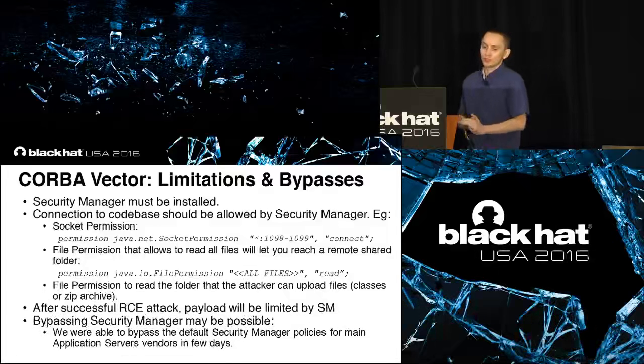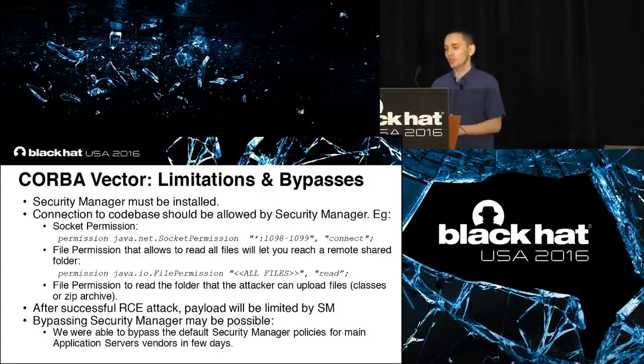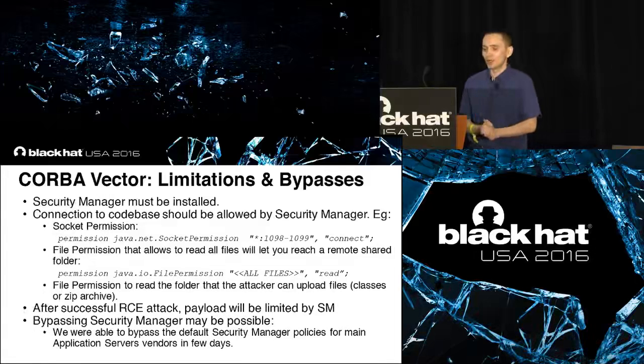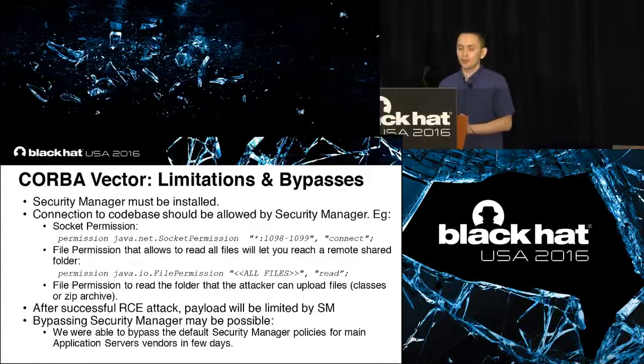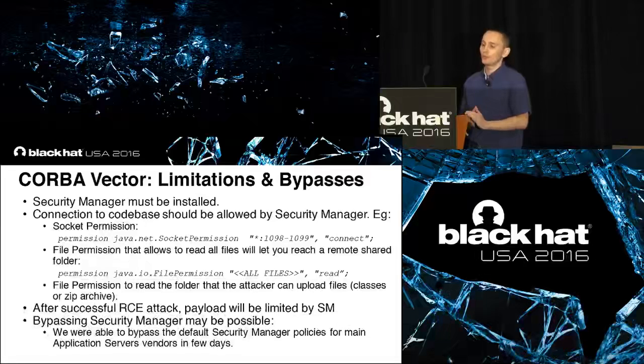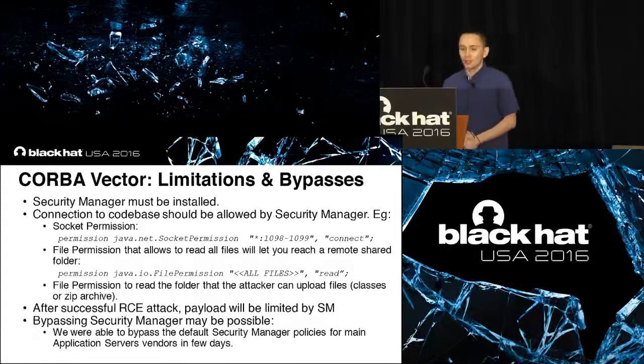The first one is SocketPermission. This line allows connecting to any host, but only on defined ports. It's okay for us; we can start a CORBA server on any port we need. FilePermission: this example allows read access not only on the local file system, but on a remote location as well. So we can share our folder on our PC, and the target application will try to load classes from there.